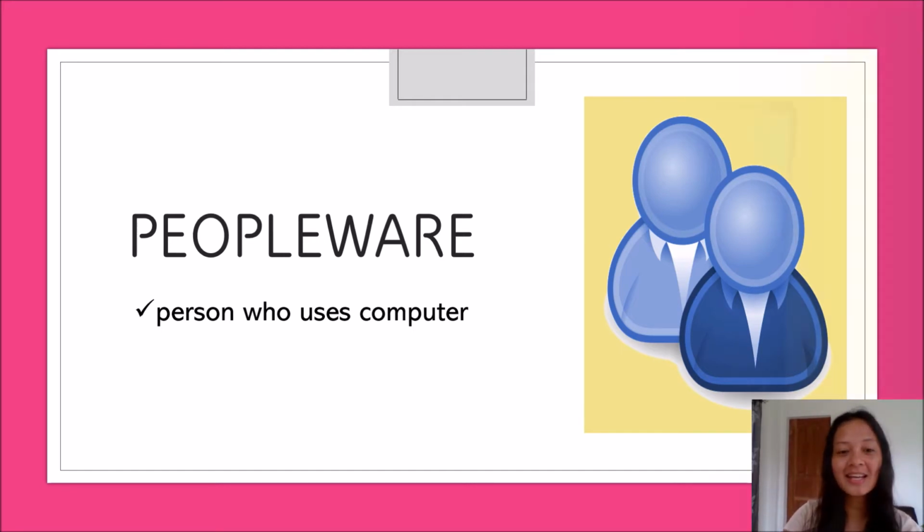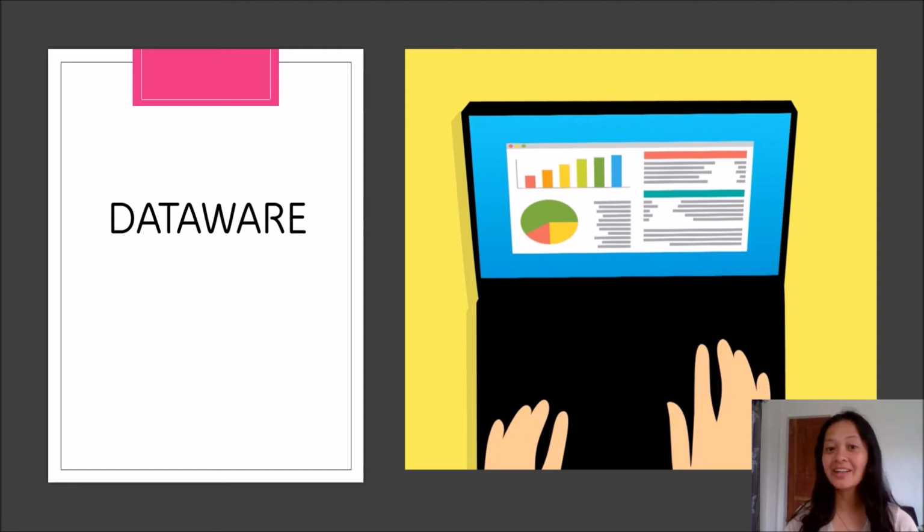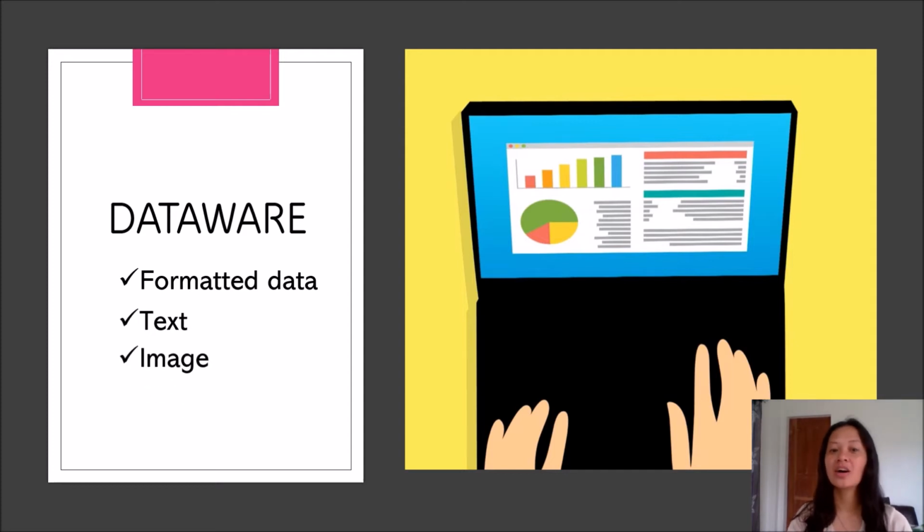Okay, then for the dataware, it is classified as formatted data, text, image, audio, and video. Now, the formatted data pertains to the numerical and alphabetical data that are set already to do a certain action. Okay, it is specified already. For example, the font styles, it is already built in there. The writing of subscripts. Okay, so that's formatted data.